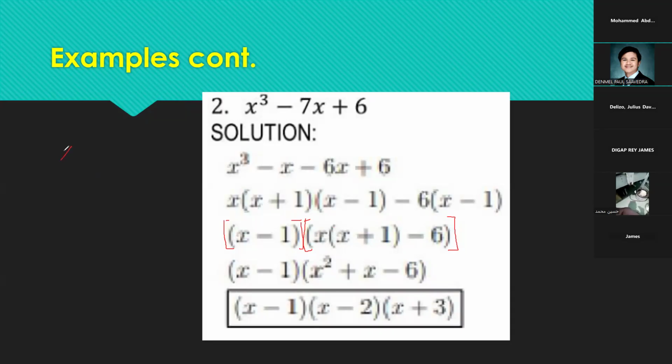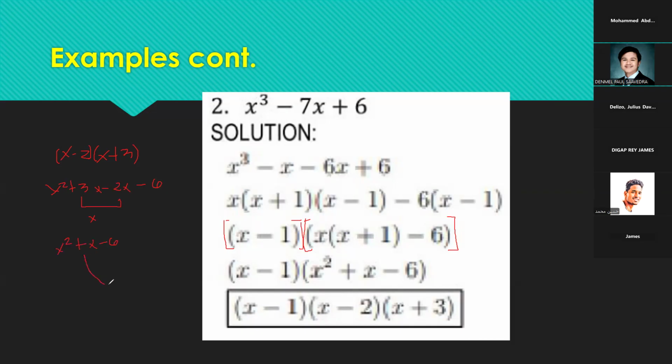So to prove that one, let's expand, or let's verify. So we will have x times x is x squared, x times 3 is 3x, negative 2 times x is negative 2x, negative 2 times 3 is negative 6. Okay, so 3x minus 2x is actually x only, retaining x squared plus x minus 6.